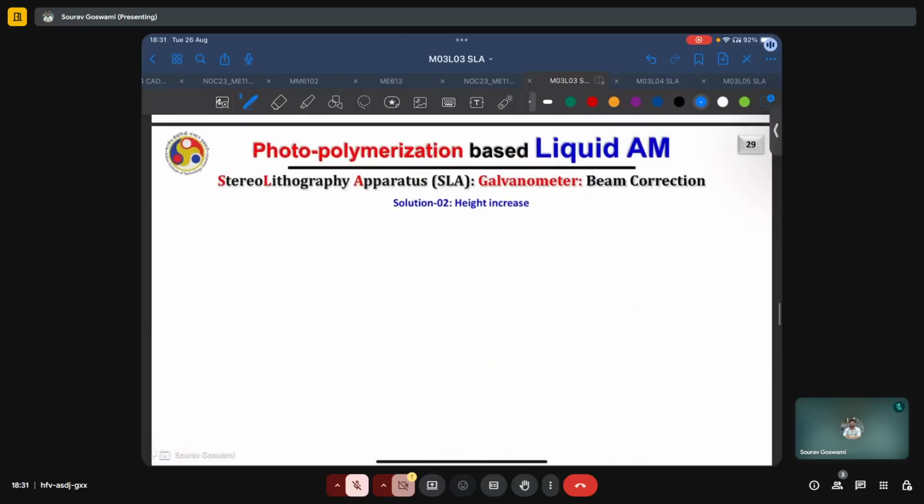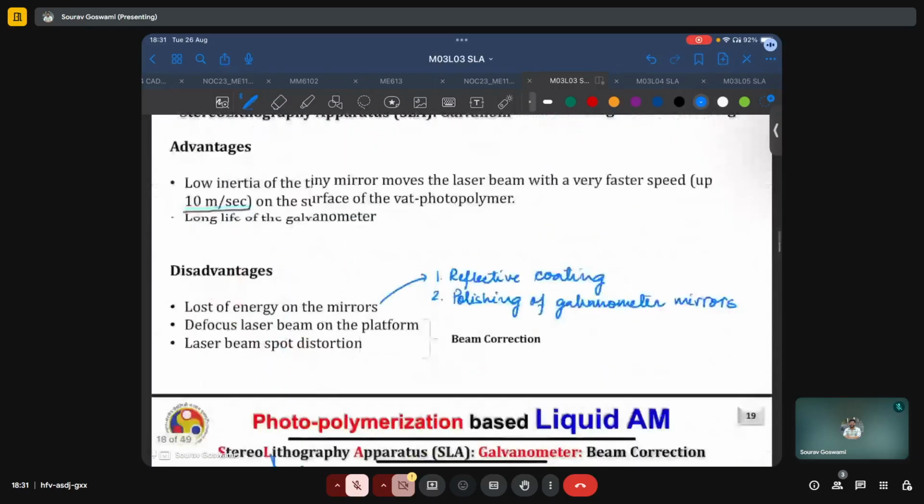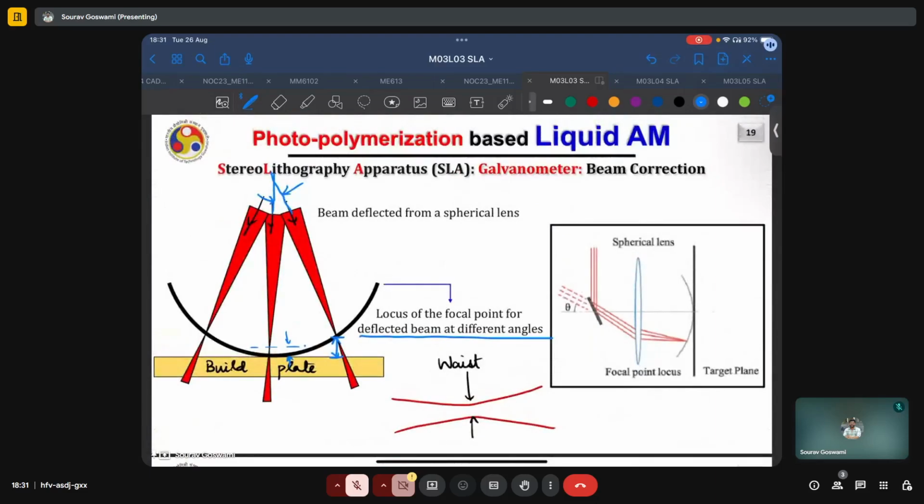A second strategy which can be used for beam correction is by increasing the height of the scanning system. And the reasoning for it is as follows. So here we have the focal distance, or more precisely the radius of curvature. Let it be r. Now if r is sufficiently large, what we know is that this locus will keep on flattening out with increase in r, and for very high r's in a local region it will be almost flat.